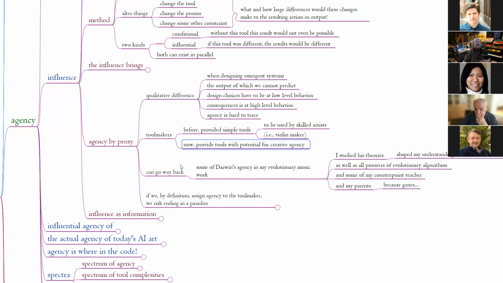And we can also go really way back. When I was working with evolutionary music, there's some of Darwin's influence on what I'm doing. If he didn't formulate his theory of evolution, or well, somebody else probably would have, and they were in parallel. But you know, there is an influence on my musical systems because I studied his theories, etc. And there is others' influence from my counterpoint teacher and things that they said, and my parents, and so on. So it goes way back. It's really a complex thing.